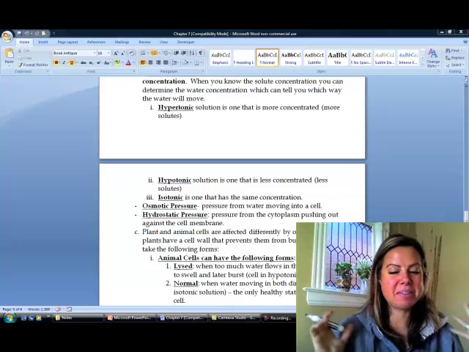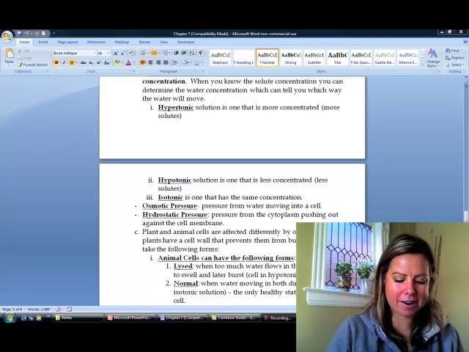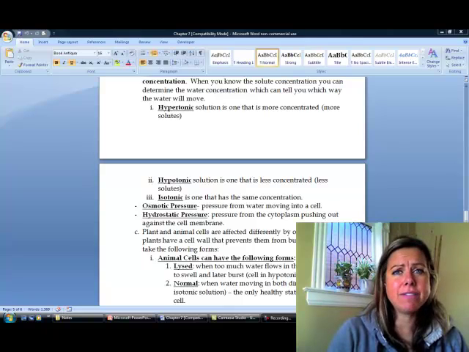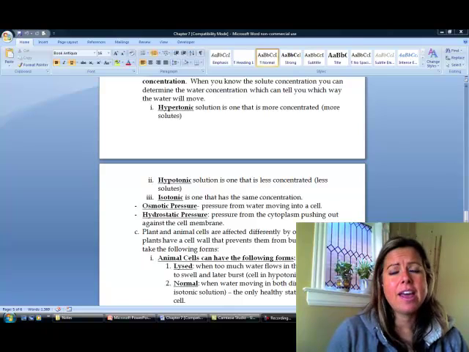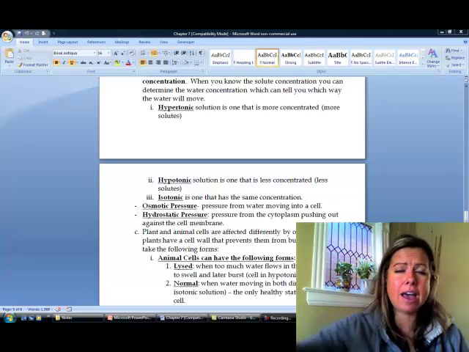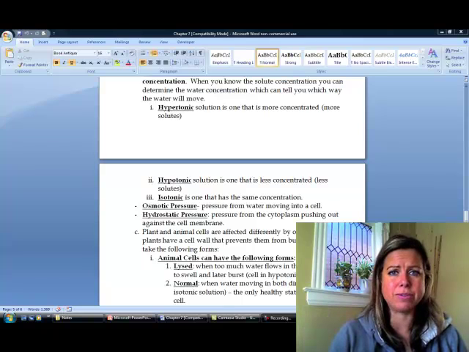All right, so this is the part of this chapter that people usually have the biggest issues with. And it's using the words hypertonic, hypotonic, and isotonic. So that end of the word tonic has to do with solute concentration. And hyper means really high concentration. Hypo means very low. And iso means equal. So those are the three words that we're going to be using.